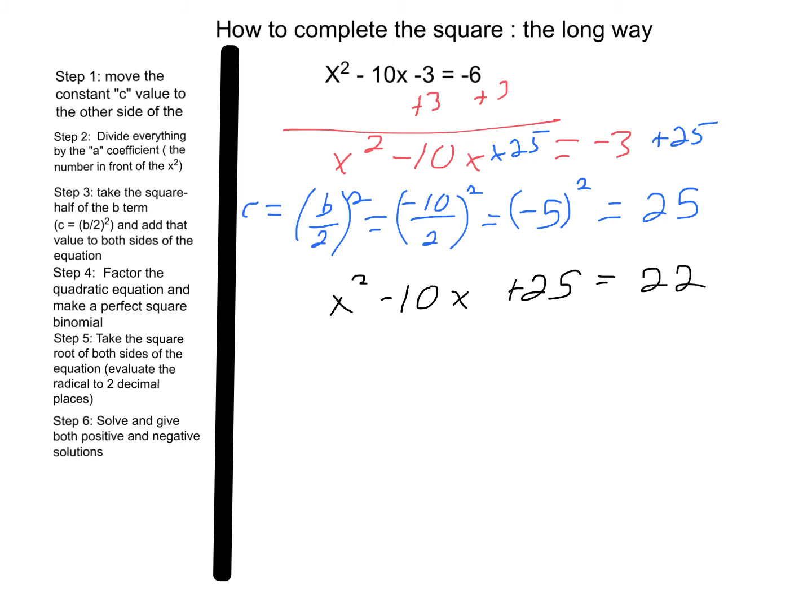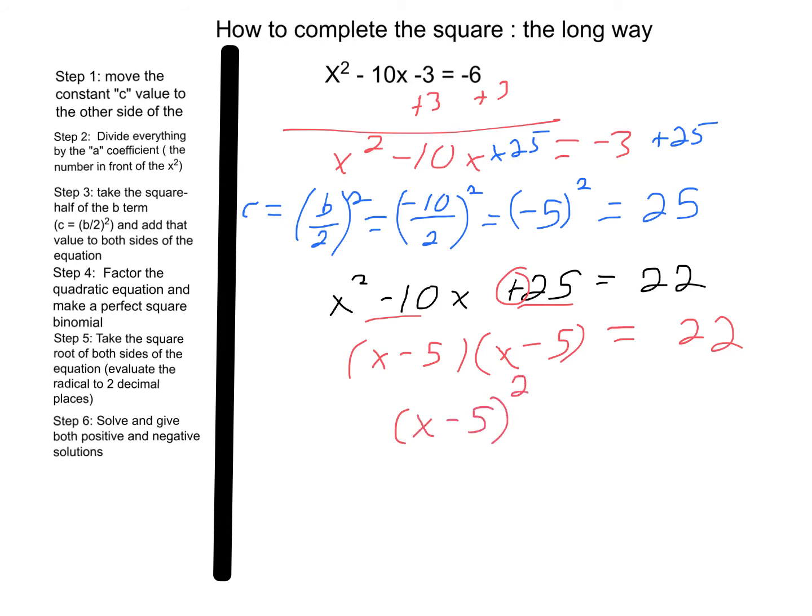Okay, now we're going to factor this. So again, using our PS2, two numbers that multiply to 25 but add to negative 10 is x minus 5 and x minus 5. Or we should write that properly as x minus 5 squared equals 22. Okay, so now let's take the square root of 22. X minus 5 equals plus or minus. Now square root of 22 is 4.69.